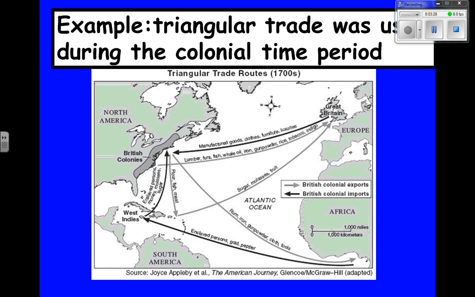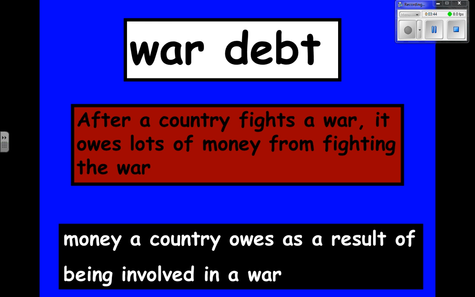So look at North America, the British colonies. We're sending out a lot of raw materials, and what are we getting back? A lot of manufactured goods and some other items used in producing things. Triangular trade.